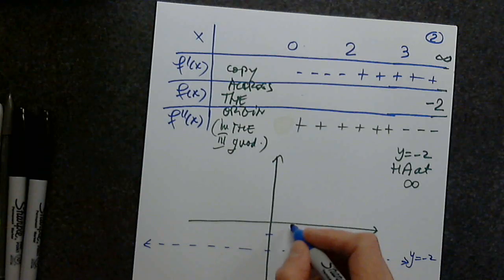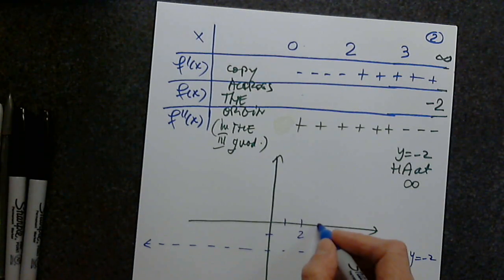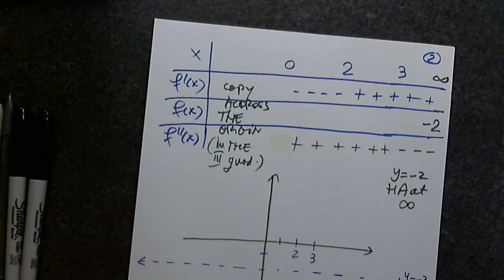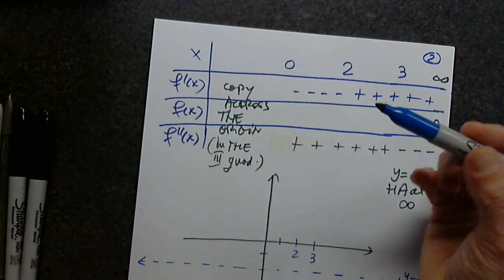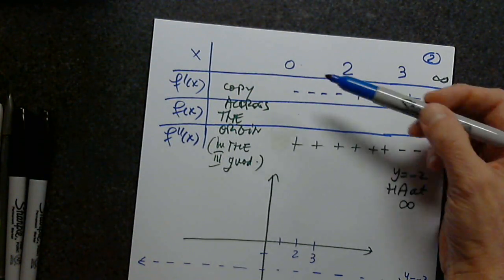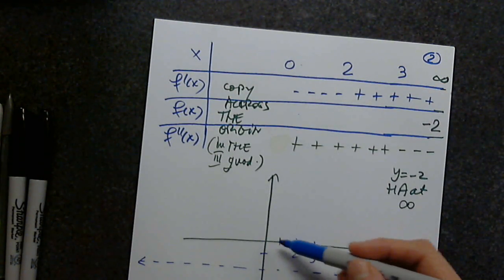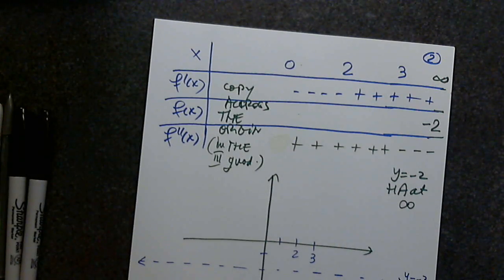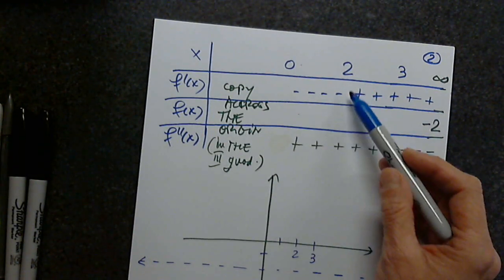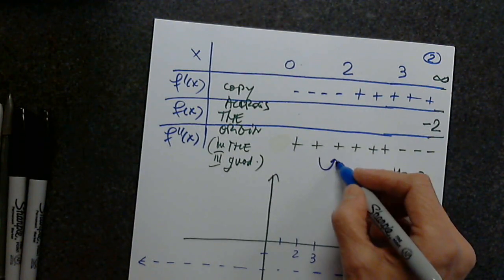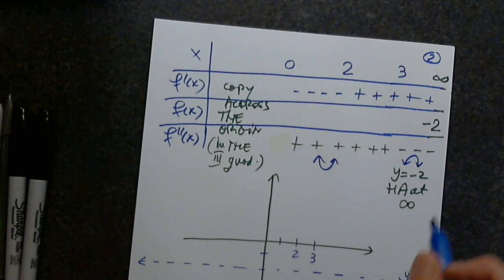I have to have 0, 1, 2, and 3. So the function must decrease between the x value of 0 and 2. Between 0 and 2, I don't know how, but I know that eventually it has to do this. But I know also it increases from 2 to 3. And then I should put the symbols here so I don't forget.